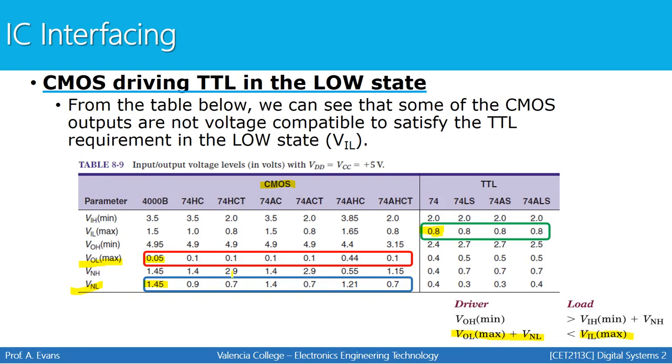Look at some of the other scenarios, and we can see that maybe right here, here's a scenario where the low level output voltage is 0.1 volts with a possible noise spike. That would be 0.8 volts, and that would be enough to satisfy this requirement here. So it depends on your part numbers. Some part numbers are going to be voltage compatible and some are not. So you would have to compare your specific part numbers to know if a specific circuit is going to be voltage or current compatible.